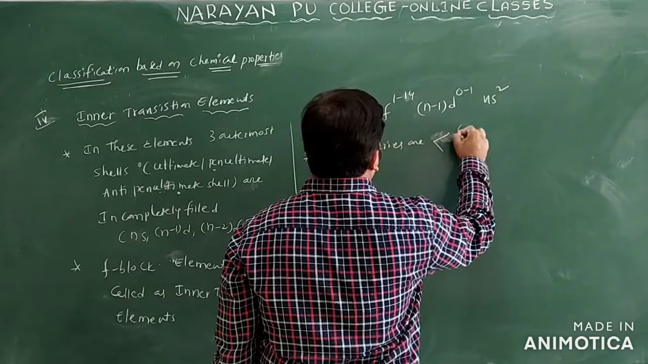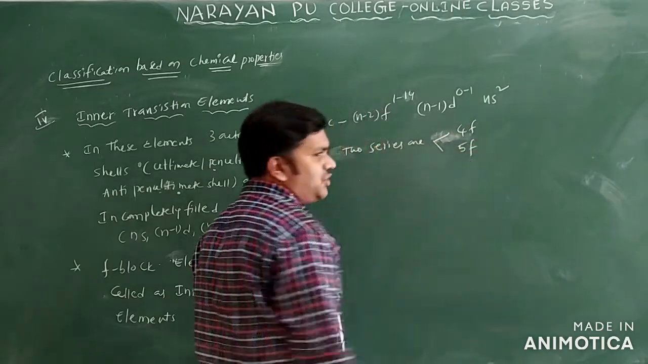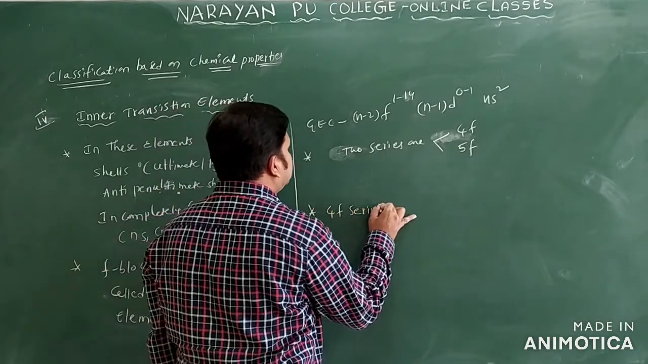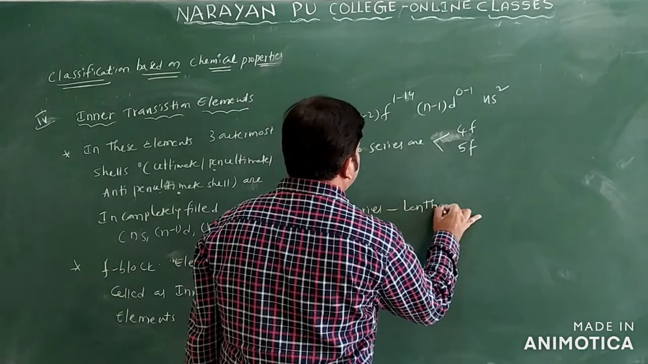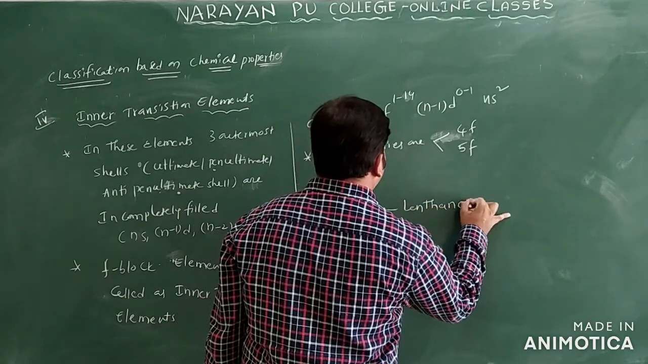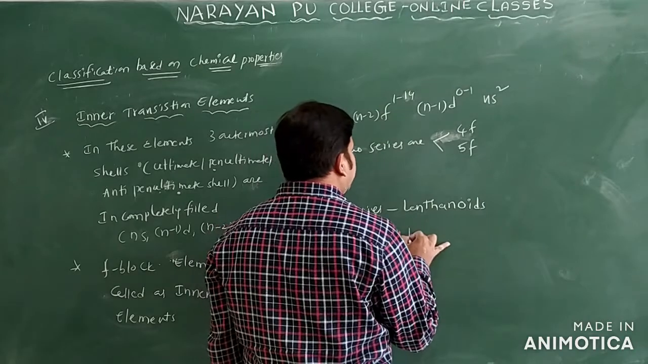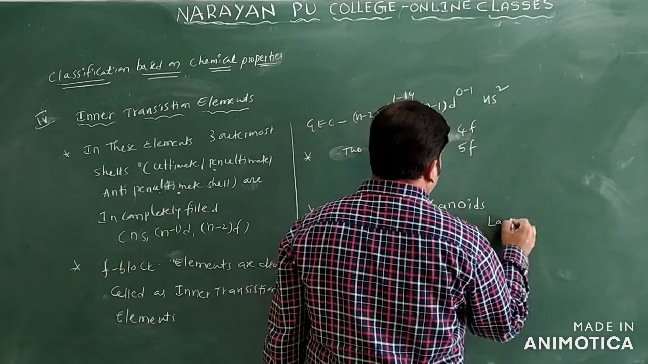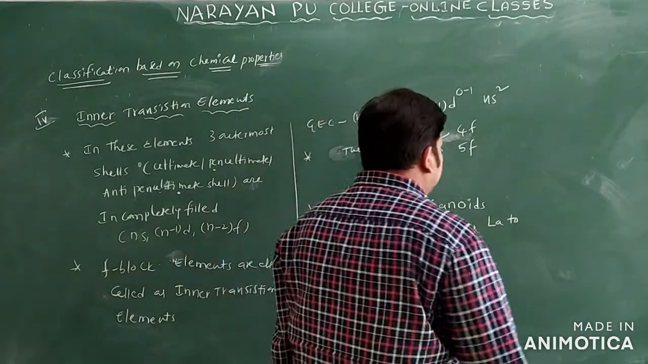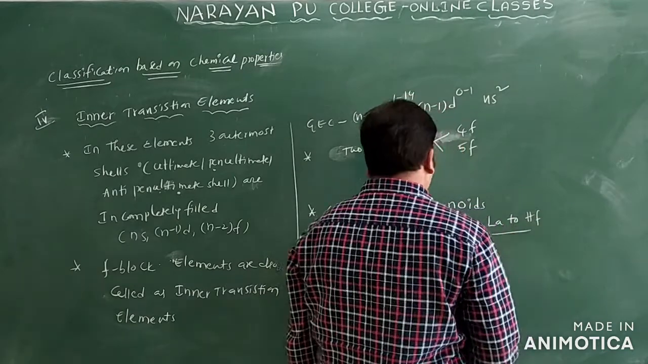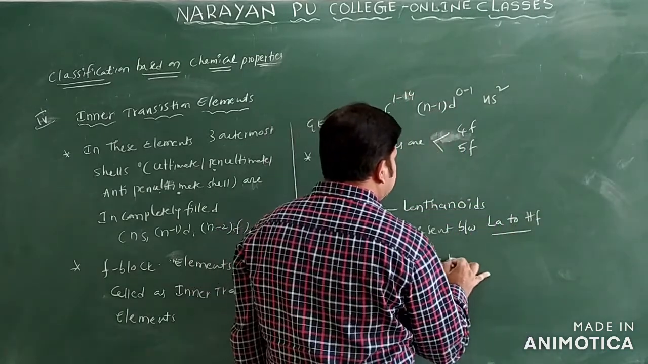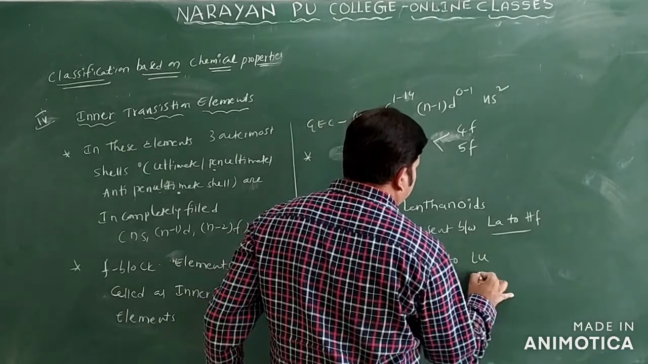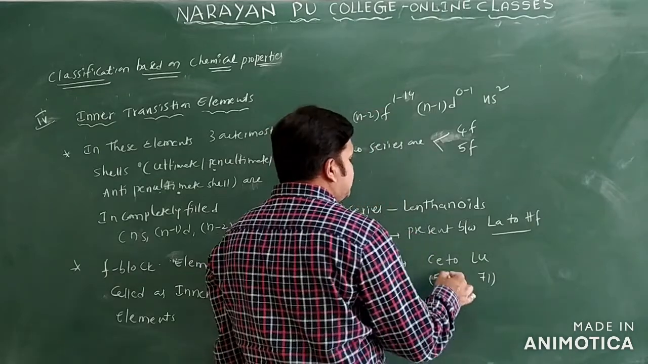What are they? The 4f series and the 5f series. The 4f series elements we call lanthanoids. They are present between lanthanum and hafnium. The lanthanoids are cerium to lutetium, so you write 58 to 71. So these are the lanthanoids.